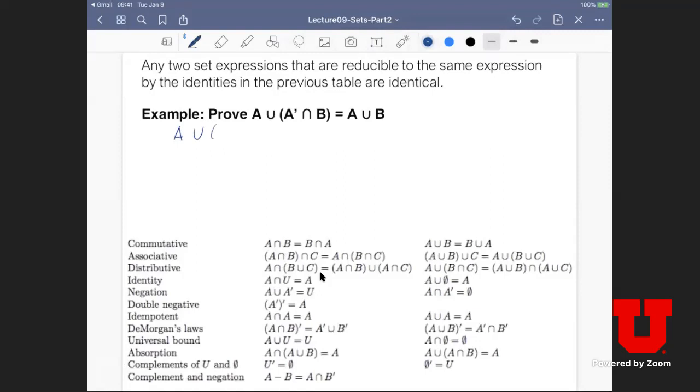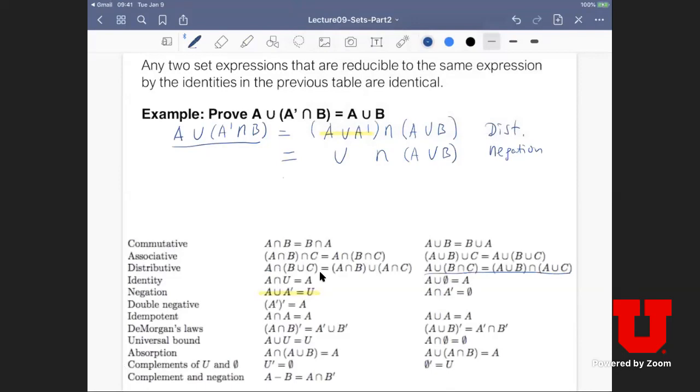When I have A union A complement, A intersect B, first of all this looks like the distributive rule right here. So you're going to use the distributive rule, where A union A prime, intersect A union B. And now the next thing you're going to see is A union A prime, which, if you look at the rule, using the negation rule, is going to equal the universal set. So this is equal to the universal set, intersect A union B. Okay, this is using negation.